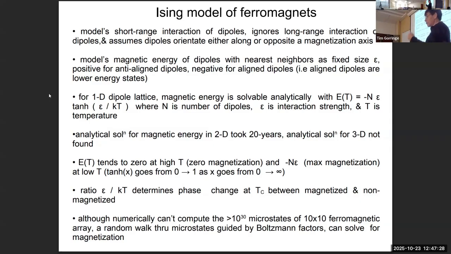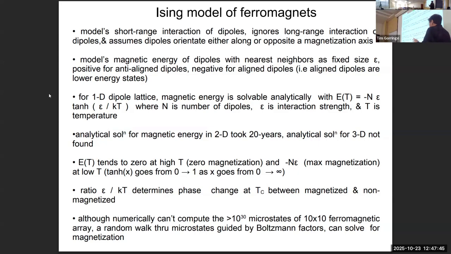There's an energy difference between being aligned and anti-aligned, also in an anti-ferromagnet. It's just that in the anti-ferromagnet, the dipoles want to align opposite one another and prefer not to align in the same direction as one another. So that's the basic idea.